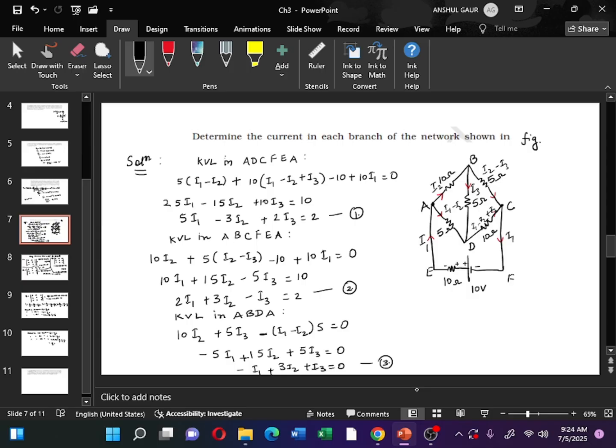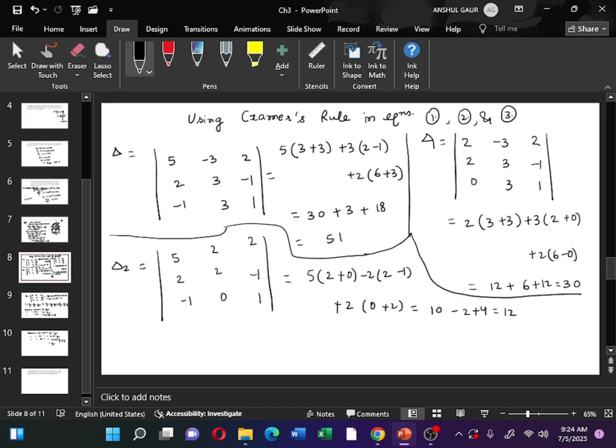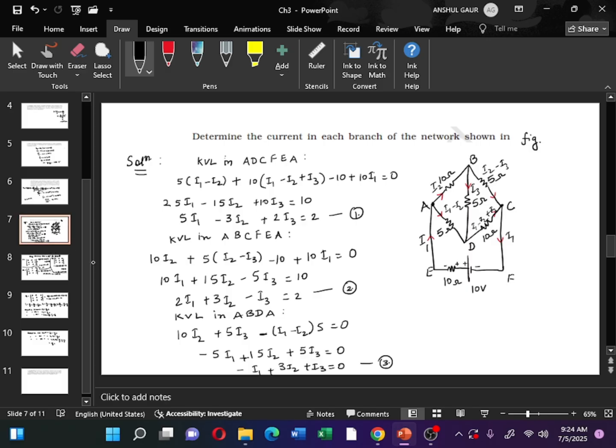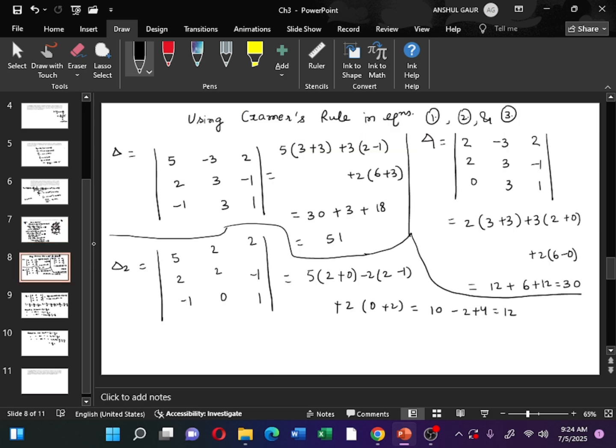Now these are the three simultaneous equations. You can solve them by different methods, and you can choose any one. I have chosen Cramer's rule to solve this problem. According to Cramer's rule, we write the coefficients of I1, I2 and I3 in terms of a determinant. We write del, which is the determinant of the coefficients of I1, I2, I3 of the three equations. After solving this determinant, this value comes out to be 51.